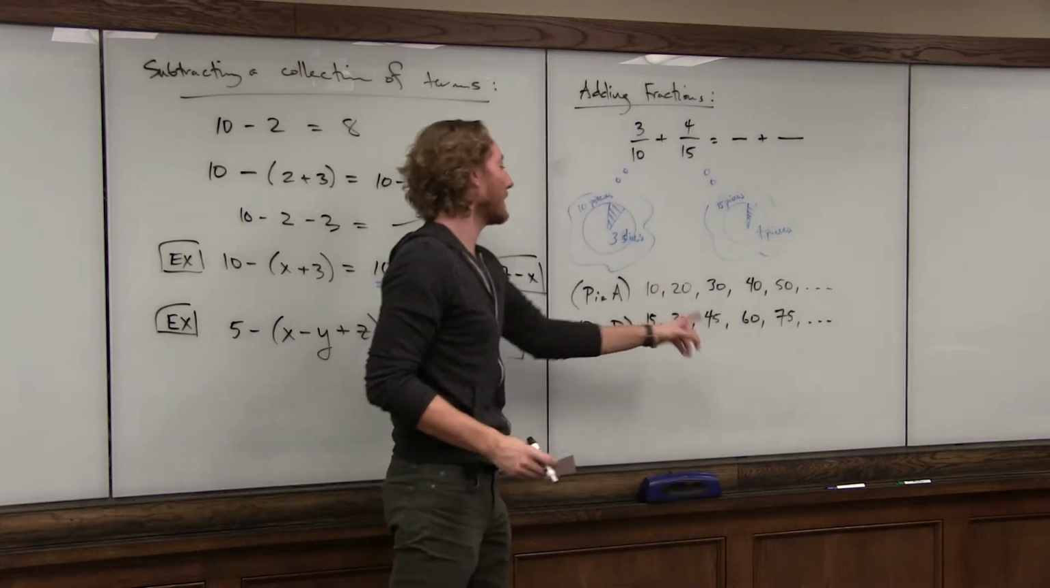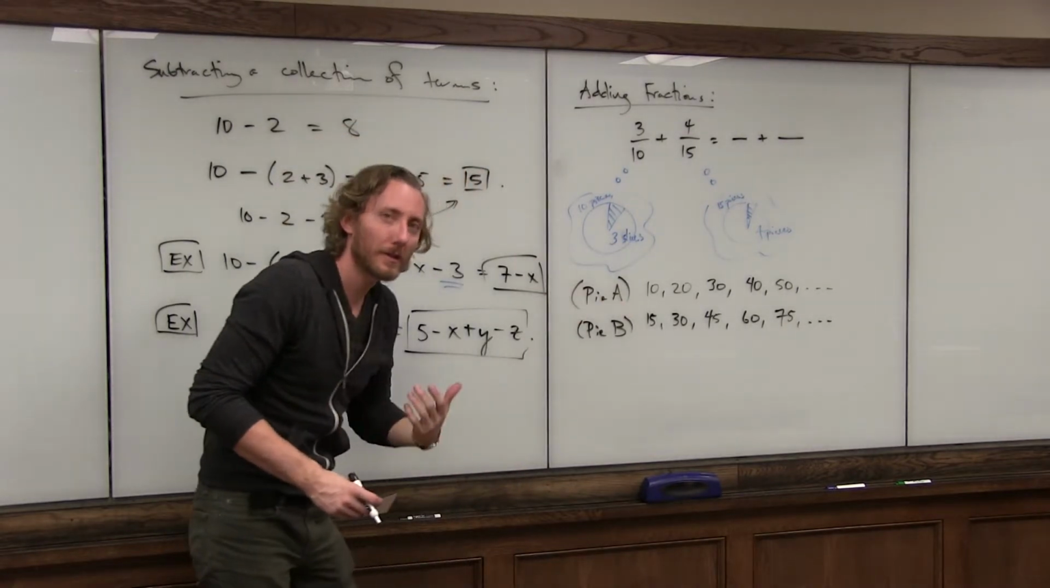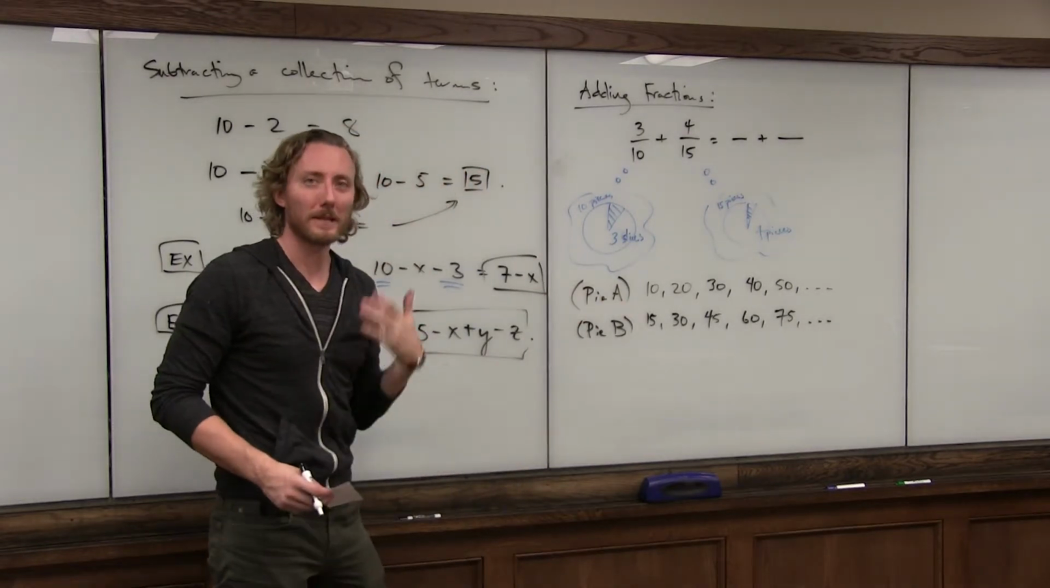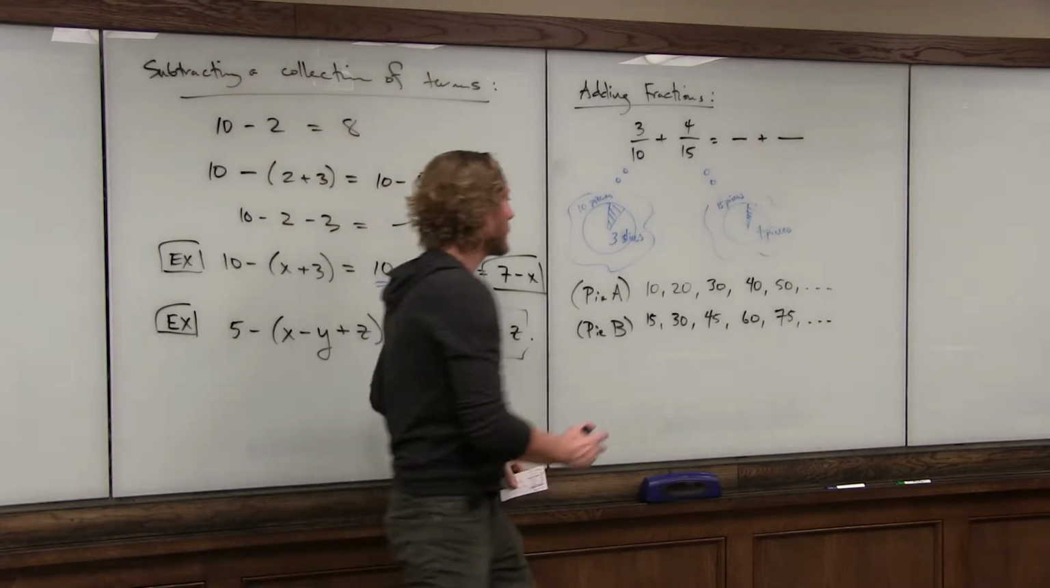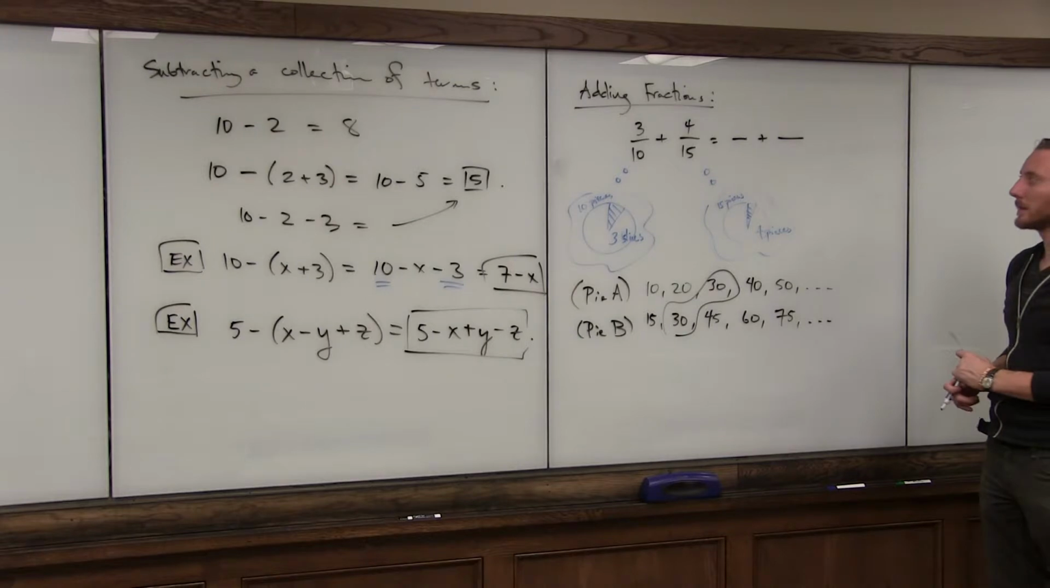Pie B could have 15, 30, 45, 60, 75. Now, how many pieces are we going to choose? We're going to choose a number of pieces that's equal. Note, the simplest way to do that is with 30 pieces.